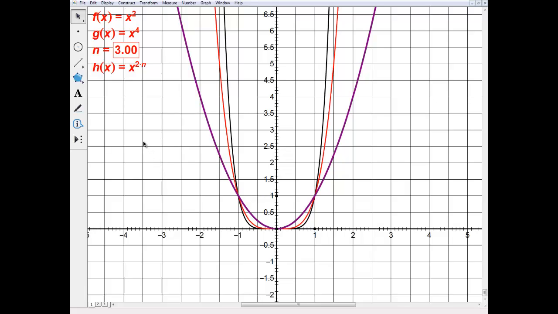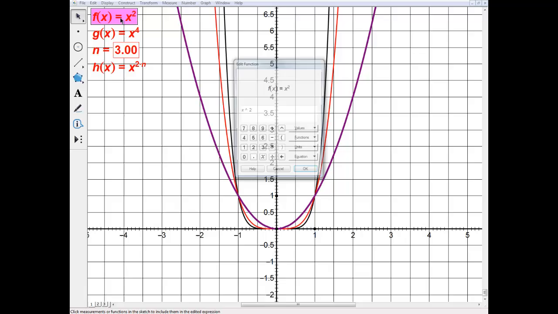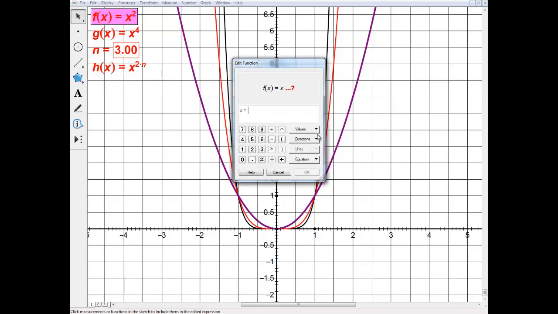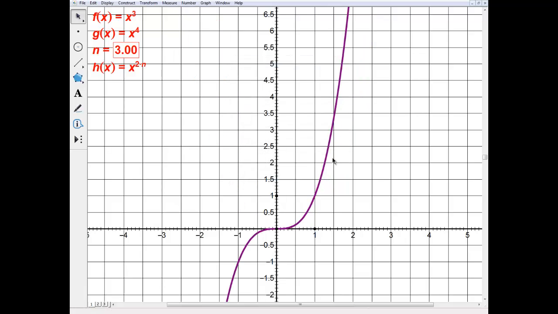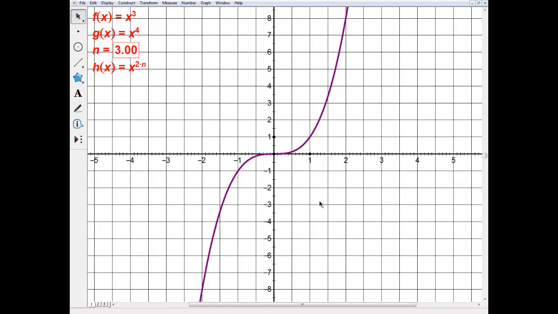Well, again, you can plot a few more points. So let's change this graph to x cubed. So here's the graph of x cubed. Again, 1 cubed is 1, 2 cubed is 8, -1 cubed is -1, -2 cubed is -8. So if you just plot a few points, you can see that the x cubed graph is going to look like this.